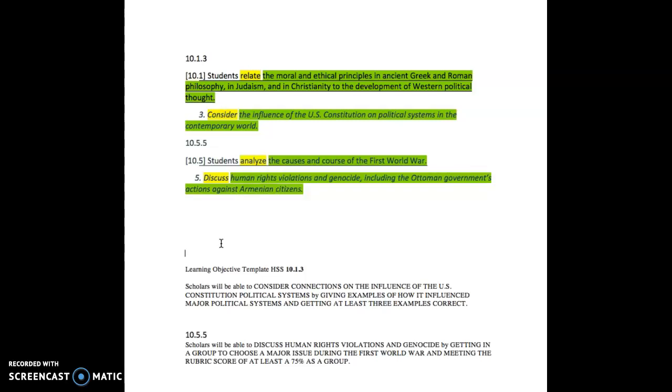And then when I go into the learning objective of 10.5.5, I wrote, scholars will be able to discuss human rights violations and genocide by getting in a group to choose a major issue during the First World War and meeting the rubric score of at least a 75% as a group. And so these are both learning objectives that will help to show and analyze and discuss and consider and relate all of the content standards from above.